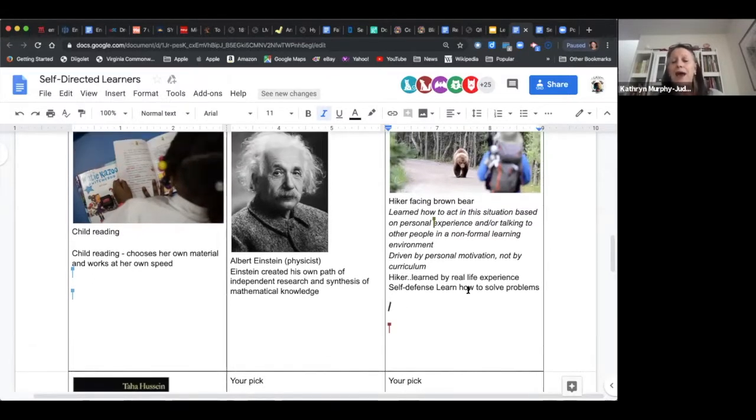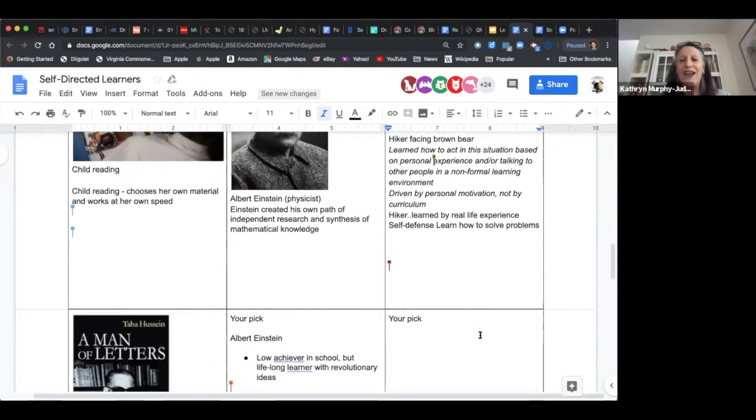Love that. The hiker, I just kind of threw that one in just to see who might pick up on it. This is somebody who's learning how to act in a situation based on personal experience or talking to other people. My daughter just got back from Alaska and she said, oh yeah, brown bears, take them really seriously. Don't mess with them. If you see them coming, move. This is someone who's driven by personal motivation, not by a curriculum. The hiker is learning from real life experiences and, yeah, self-defense, probably running away, and learning how to solve problems immediately.